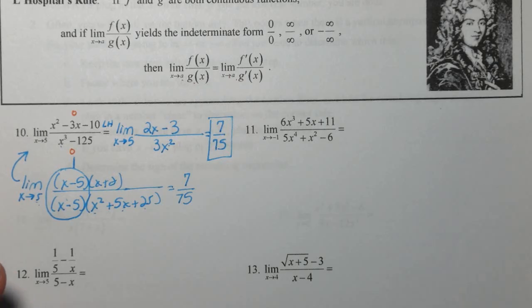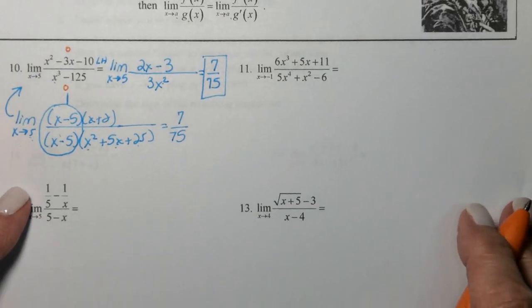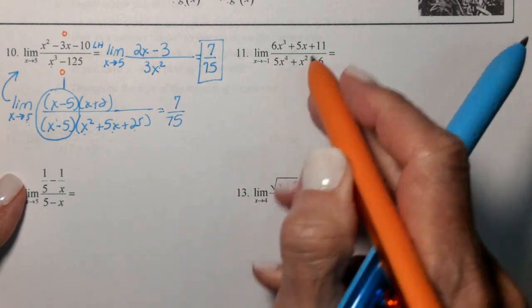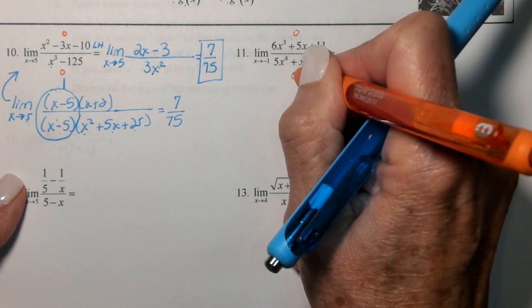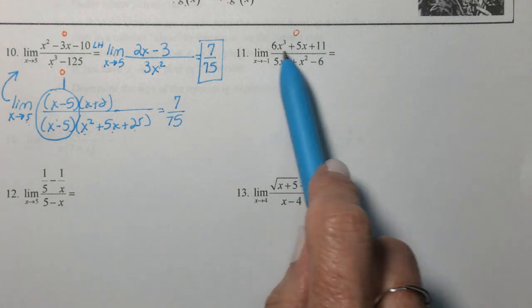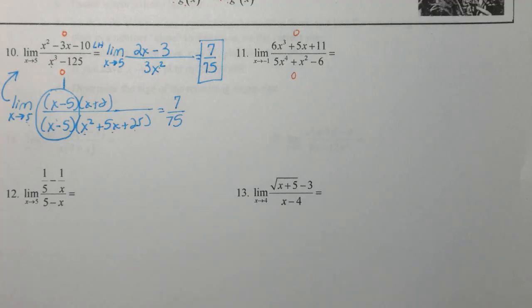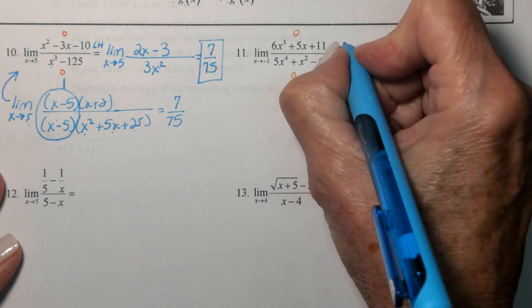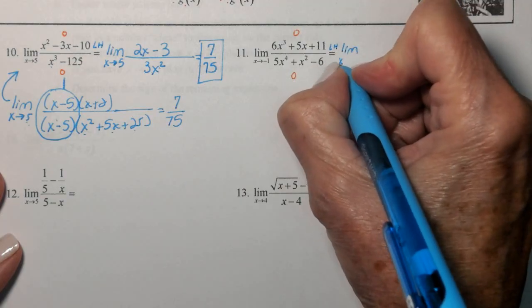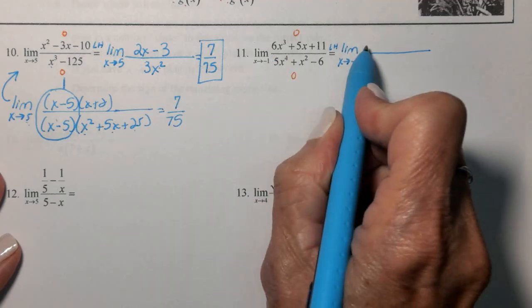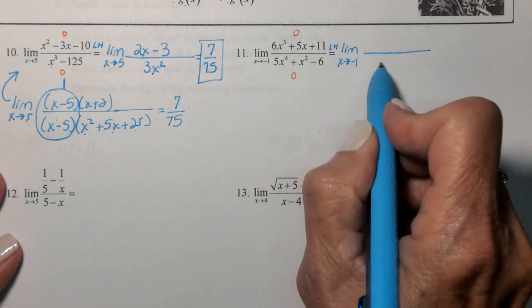Okay, number 11. When I just plug in negative 1 for x, I get 0 over 0. So once again, L'Hopital's rule or factor and reduce. I don't desire to factor that, so I'm not going to factor that. Instead, I'm going to use L'Hopital's rule. Rewrite your limit. Derivative of the top, put it on top. Derivative of the bottom, put it on the bottom.